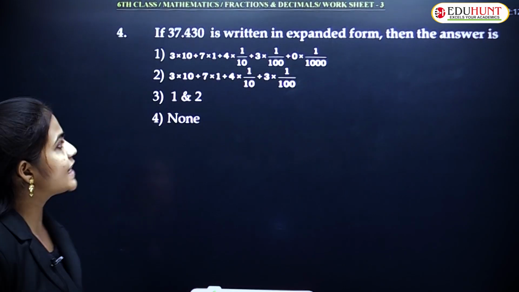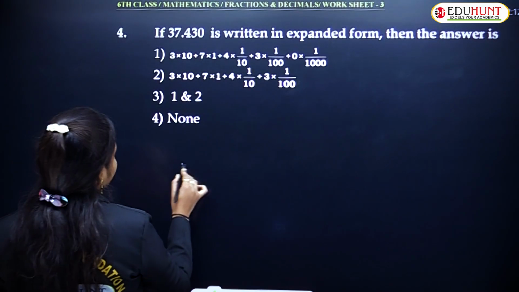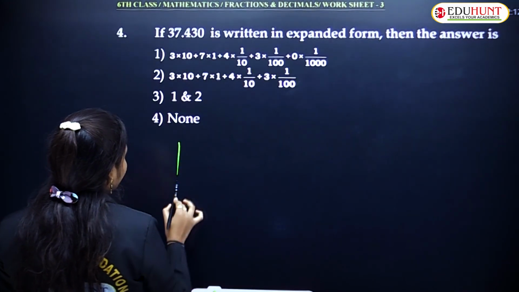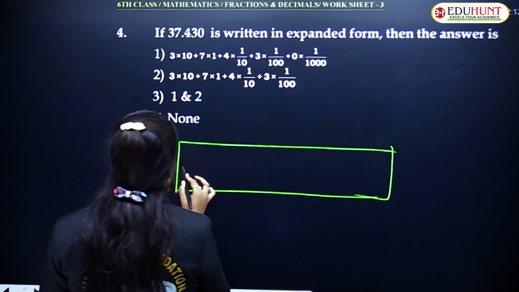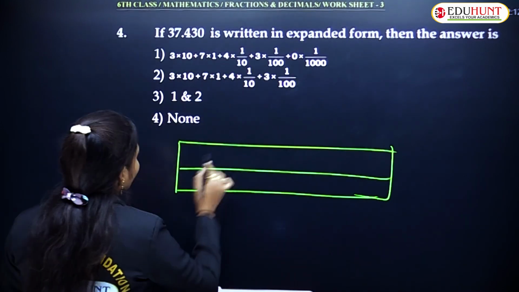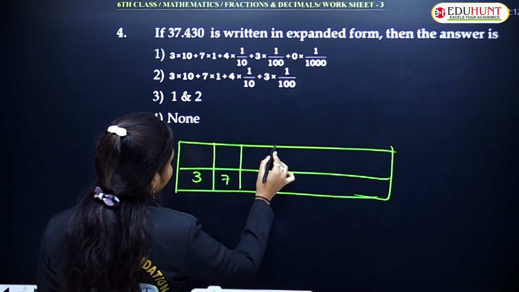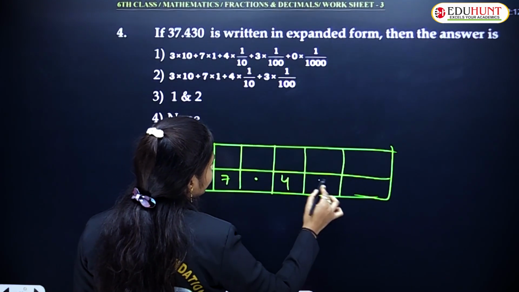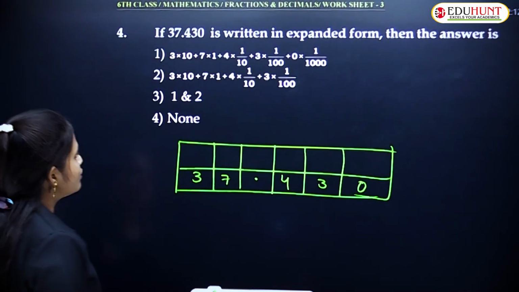37.430 is written in expanded form. Just say 37 point... Better to write the decimal place values, no? What is the number here? 37.430. Understand? Write the place values here.